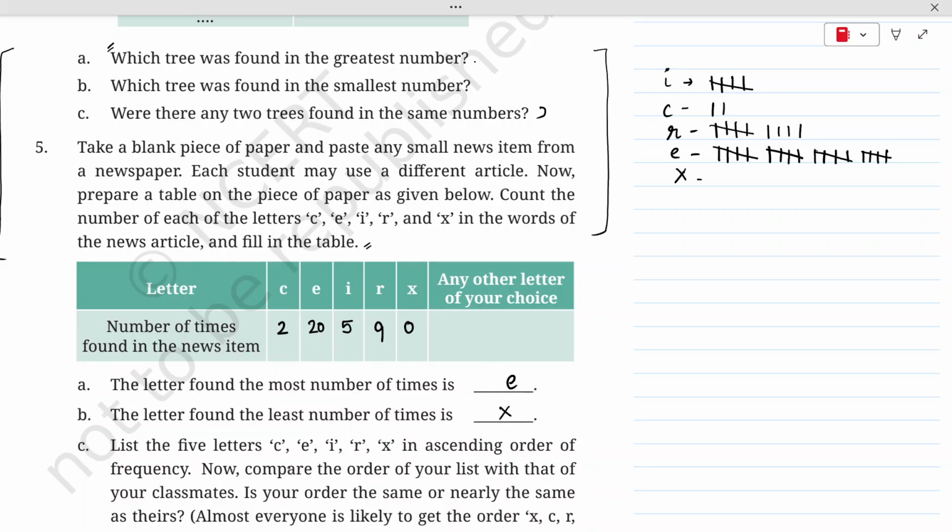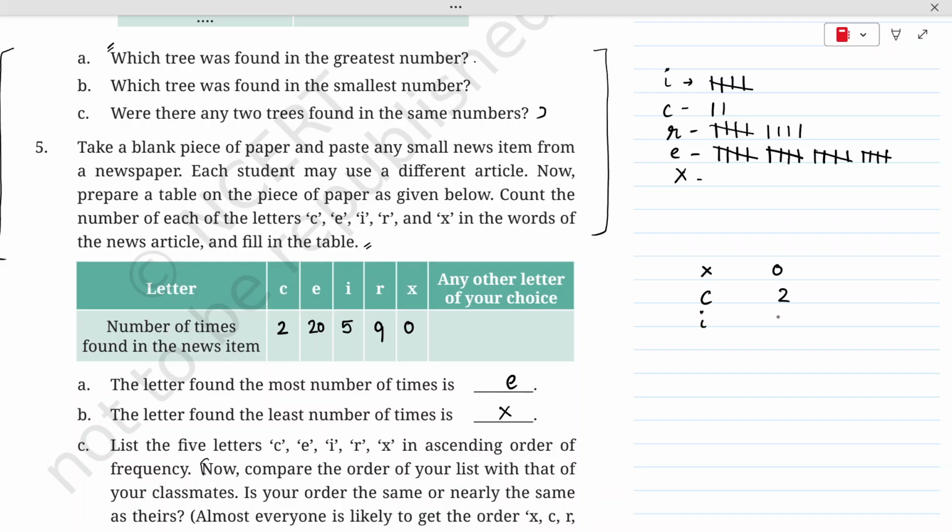Now, list the 5 letters in the ascending order of frequency. Okay. Frequency means how many times we have received one. So now compare the order in your list with that of your classmates. This classmates part you have to do with your friends in the class. But yes, let's arrange them in ascending order. So we have X, the lowermost, because it is 0. Ascending is smaller to bigger. So X is 0. Then we have C as 2.